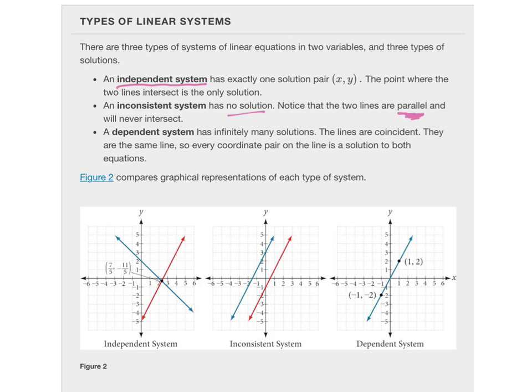And then the last kind would be a dependent system. This one has infinitely many solutions. Why would that be the case? They're on top of each other. It's the same line twice. Okay? In this case, every coordinate pair on the line is the solution to both equations. The lines are coincident, meaning they happen at the same time in the same place. All right? I want you to get this picture kind of written down in your notes somehow, and you can summarize. You could just draw the 3 graphs and kind of jot down what they mean, but I want this picture in your notes somehow. Deal?